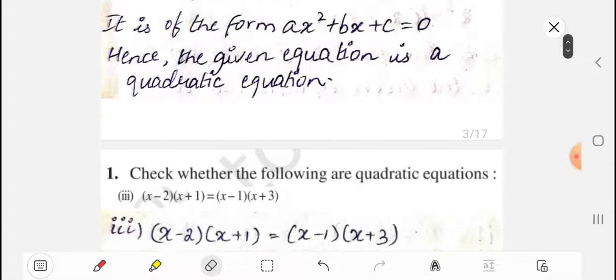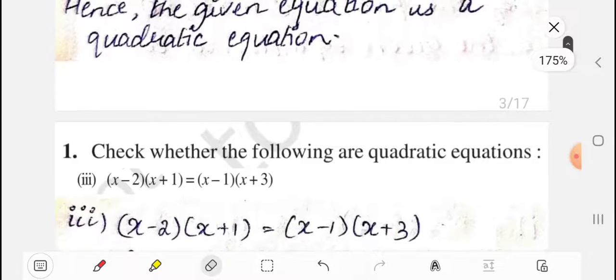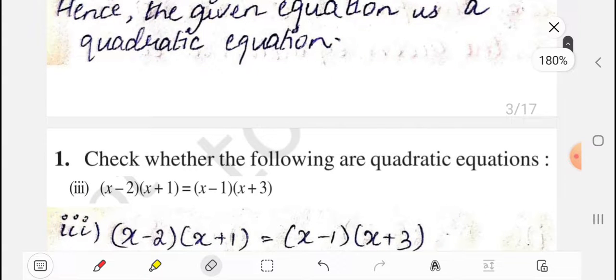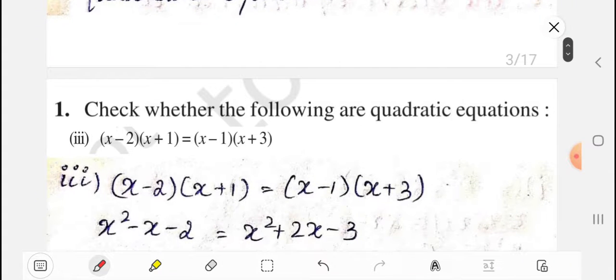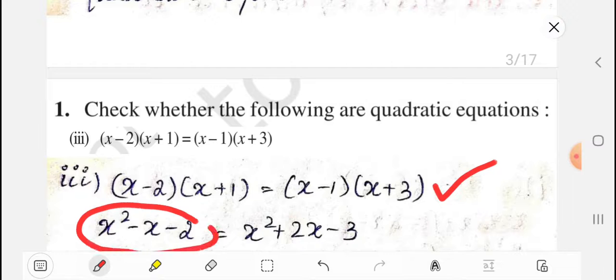Let's move ahead. The question over here is: (x minus 2) into (x plus 1) equals (x minus 1) into (x plus 3). As I have told, write down the given. Remove the brackets on either side. If you remove the brackets, you will get this as the expression.